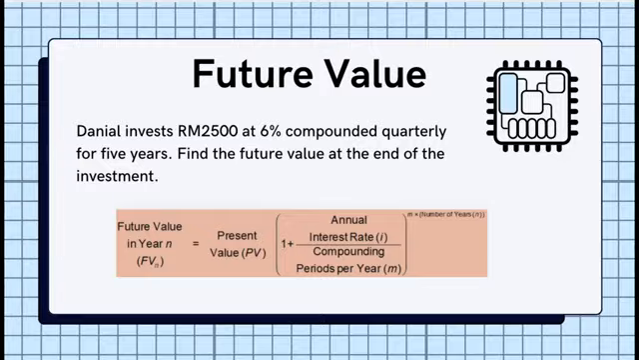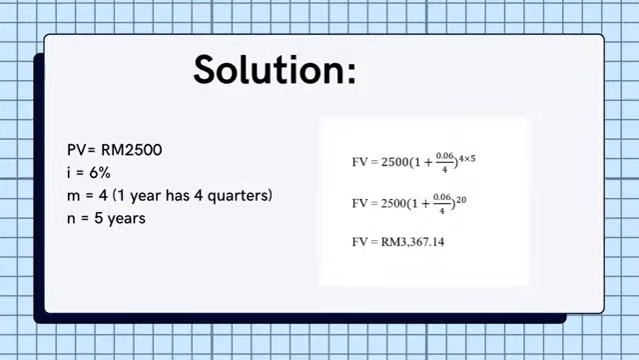So here is the example of the future value problem question. Daniel invests 2,500 ringgit at 6% compounded quarterly for 5 years. Find the future value at the end of the investment. So as we all know, the future value formula is FV equals PV, which is present value, times in the bracket 1 plus annual interest rate i over compounding periods per year m, to the power of m times number of years n.